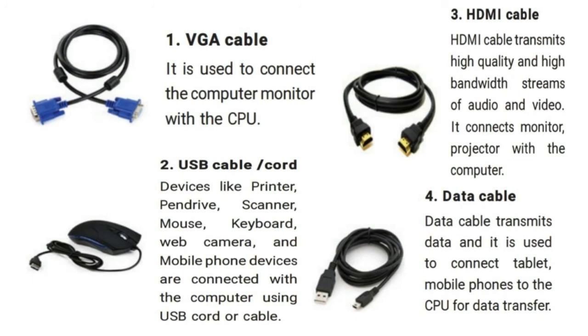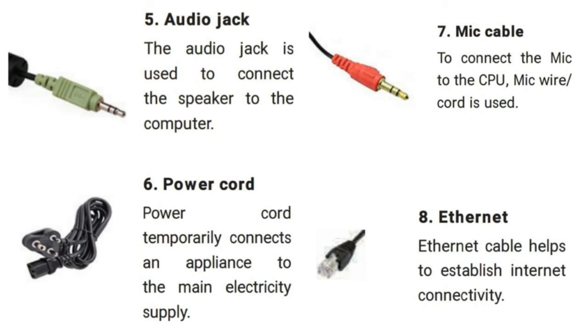Next, data cable. Data cable transmits data and it is used to connect tablet, mobile phones to the CPU for data transfer. Next, audio jack. The audio jack is used to connect the speaker to the computer. Next, power cord. Power cord temporarily connects an appliance to the main electricity supply. Next, mic cable. To connect the mic to the CPU, the mic wire or mic cord is used. Next, Ethernet. Ethernet cable helps to establish internet connectivity.